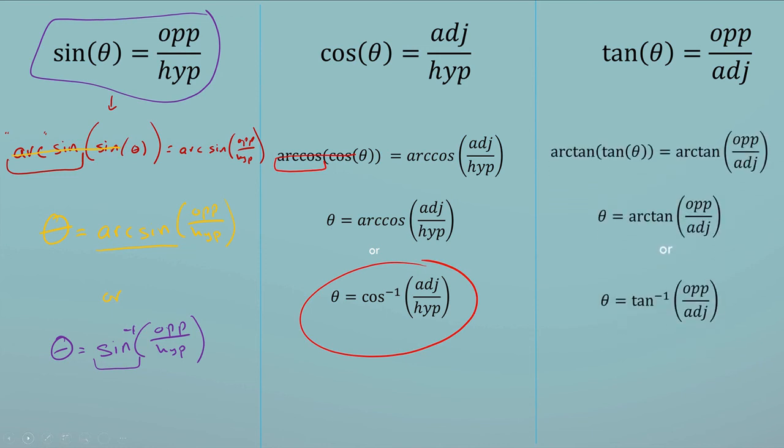And similar to tan, we have arc tan. The arc tan and tan cancel. We're left with theta, or the angle that we're looking for. And now here, these are the 2 ways that we might see it. So we can either see it as arctan or tan inverse, and both of these we can put in the calculator to help us out, right?